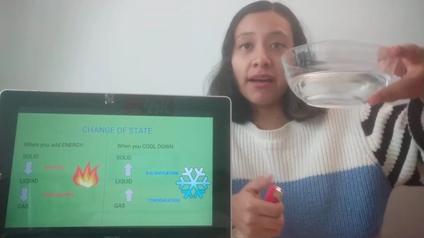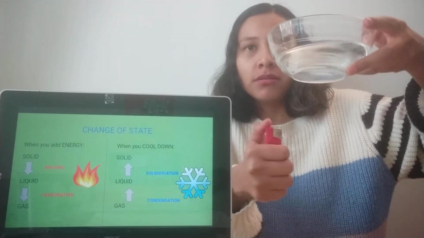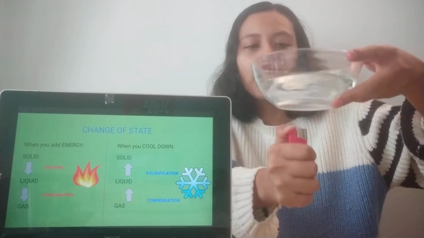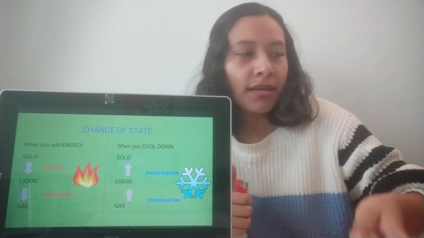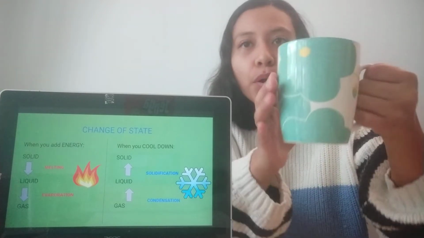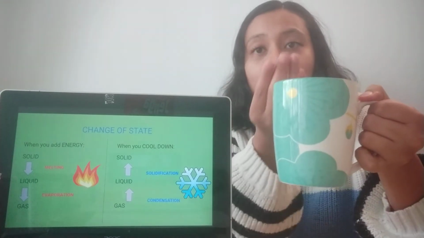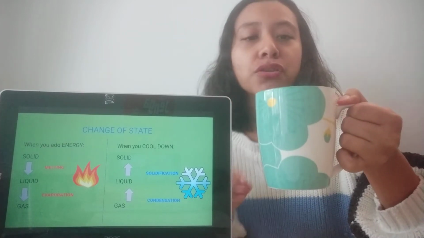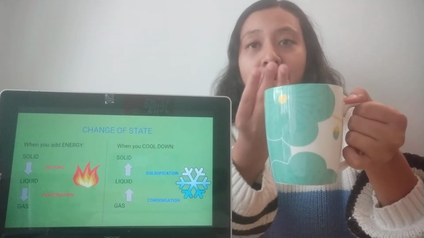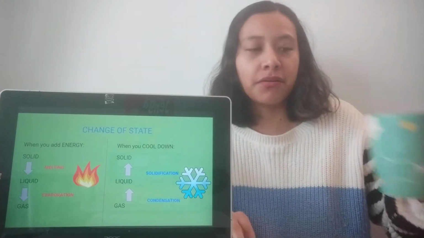So for example, if I have normal water, room temperature, and you put fire to it, a lot of it, and then it boils, the liquid becomes gas now. And that process is called evaporation. The water evaporates into gas, all right?